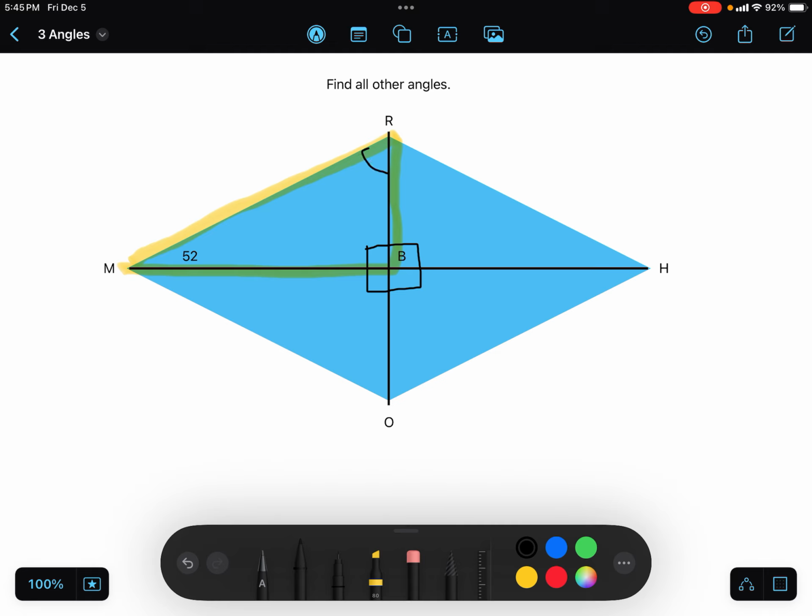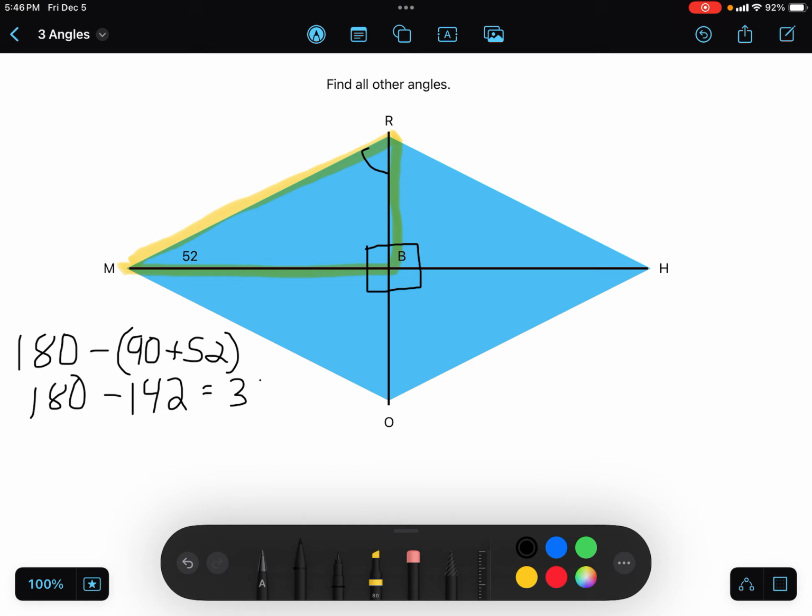Well, we can, because we know all 3 angles of a triangle have to add up to 180, and we can subtract the 2 that we already know, 90 and 52, which is going to add up to 142. So if we do 180 minus 142, that's going to give us 38 degrees for this angle here.